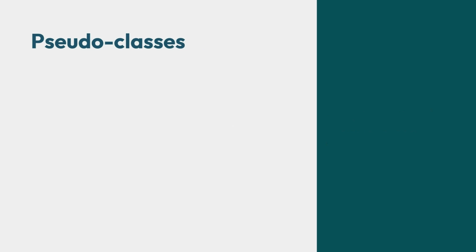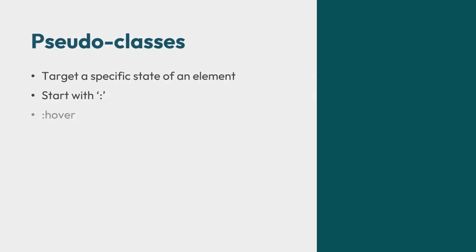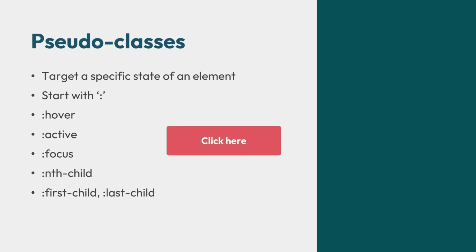We also have something called pseudoclasses. Now, pseudoclasses target a specific state of an element, not part of an element, but a state of an element. They start with a single colon, and it can be hover, active, focus, and so on. It can be nth child, for example, first child, last child. We will talk more about these during the course. Let's just see quickly how this works.